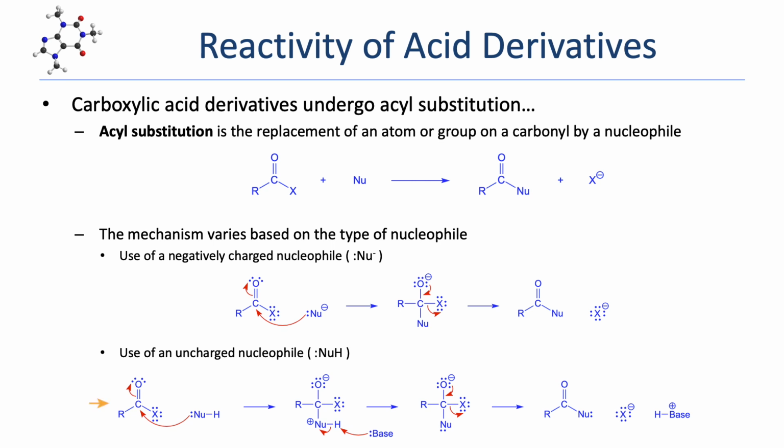The use of an uncharged or neutral nucleophile adds one additional step. The mechanism starts off in the exact same way. The nucleophile attacks the electrophilic carbon of the carbonyl, breaking the carbon-oxygen pi bond. In the second step, a base removes a proton from the nucleophilic atom. In the last step, the carbonyl pi bond is reformed, expelling the leaving group.